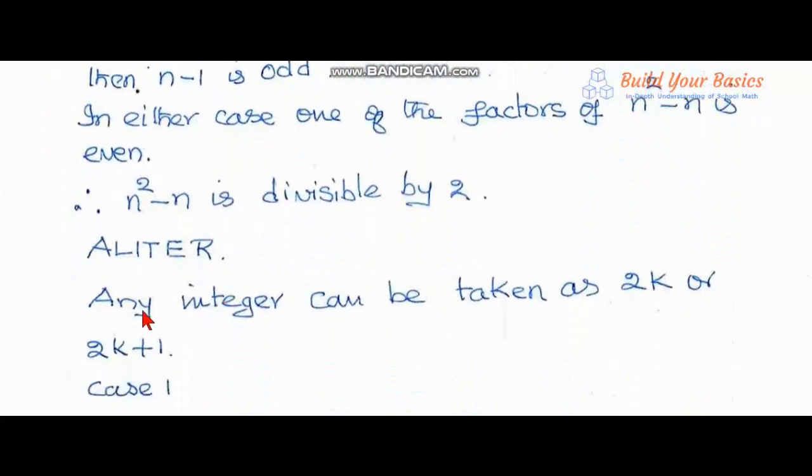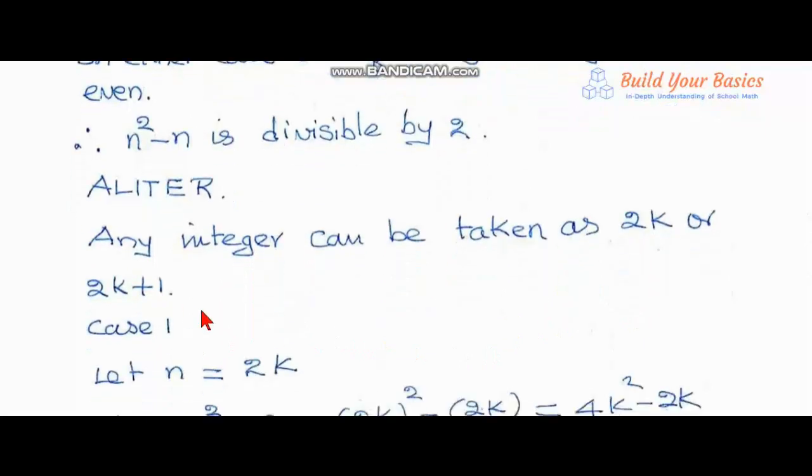Alternatively, any integer can be taken as 2k or 2k plus 1. Any integer can be even or odd. If it is even, we can take it as 2k. If it is odd, we can take it as 2k plus 1. So any integer can be taken as 2k or 2k plus 1. Case 1. Let us take the integer as 2k.